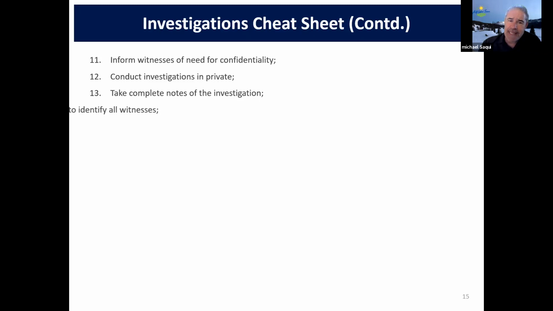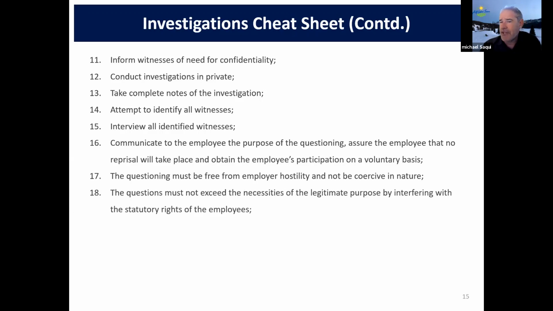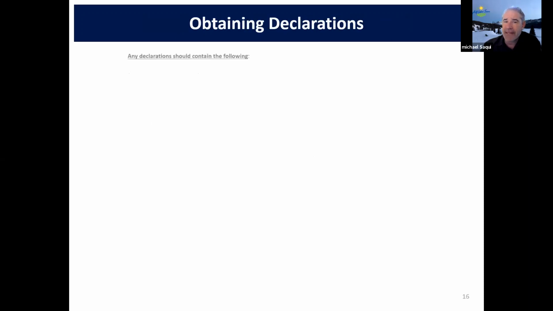Take complete notes of the investigation, attempt to identify all witnesses and interview those witnesses, communicate to the employee the purpose of the questioning, assure the employee that no reprisal will take place, and we'll go through what we call Johnny's Poultry declarations here in a minute. The questioning must be free from employer hostility and not be coercive. That's why we prefer that employers stay out of it. The questions must not exceed the legitimate purpose of the investigation at hand and no other interference with their rights. Encourage witnesses to contact the investigator if they think of any more information after they're done. Reach a reasonable conclusion and notify the complainants and the accused of the result of that investigation.